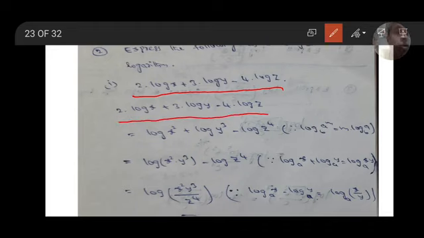Next, let us move to the next problem. Express log of square root of a to the power of 5 into b cube by c, all to the power of 7, in terms of log a, log b, log c. We have to express it in terms of log a, log b, log c. In the previous problem it was reverse: log a plus log b was written as a single term. Now, given a single term, we have to expand. Okay, let us move to the next.